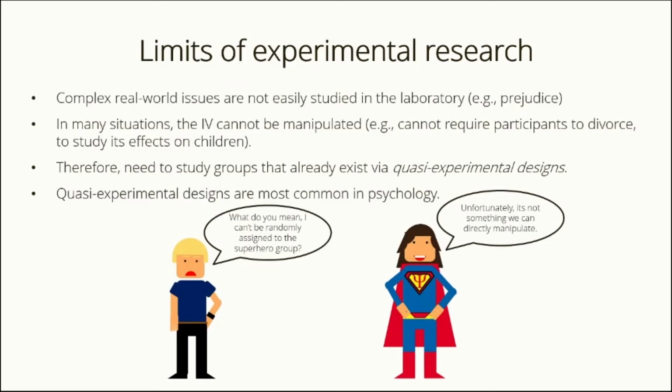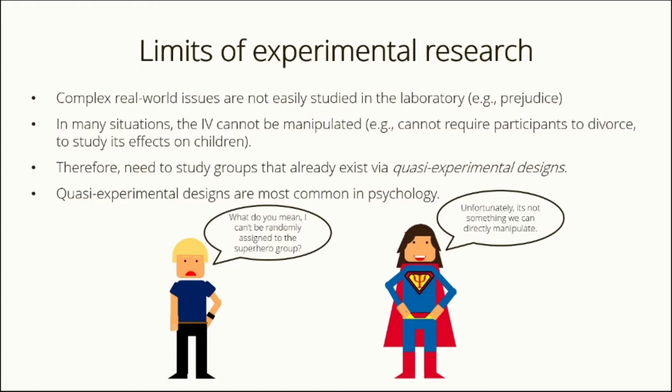So what are the limits of experimental research? Complex real-world issues are not easily studied in the laboratory. So for example, things like prejudice, we can't look at that very well in a lab. So in many situations, the IV can't be manipulated. This is quite common in psychology, where we can't actually manipulate a specific variable, either because it's just impossible or it's highly unethical to do so.